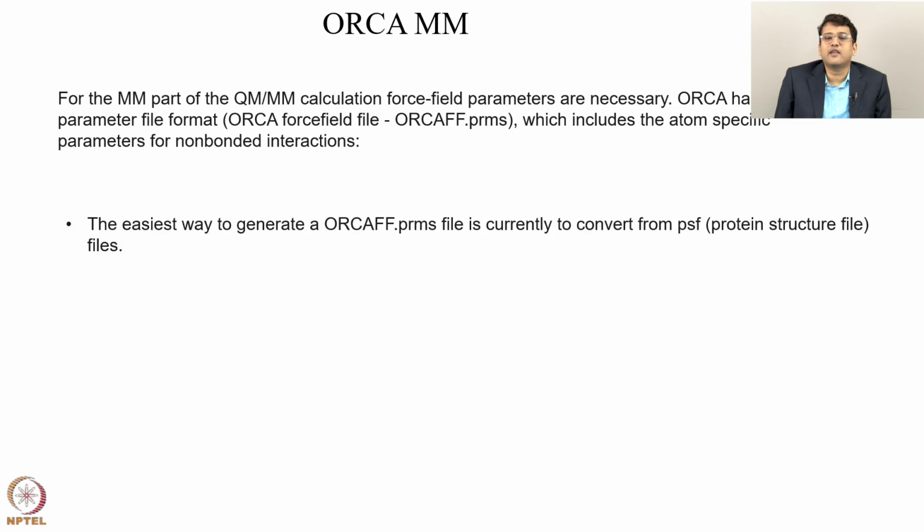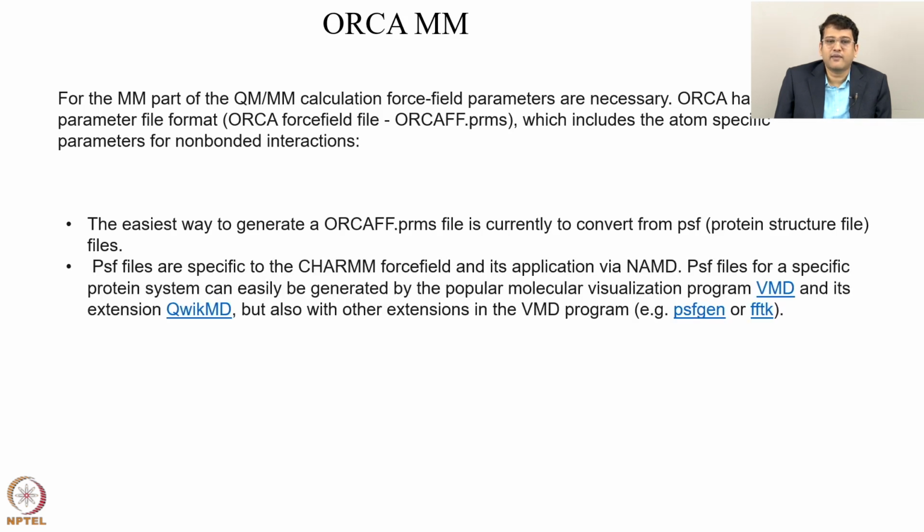The easiest way to generate the ORCA PRM file is to convert it from a PSF file, that is a protein structure file, which is generally a NAMD file. So, PSF files are basically for the CHARMM force field and its application via NAMD. A PSF file for a specific protein can be easily generated by the popular molecular visualization software VMD and its extension QuickMD, but also with other extensions of the VMD program like PSFGen or FFTK. We are not going to go into the individual details. You can search the VMD website. There are a lot of tutorials available there on how to generate these PSF files.